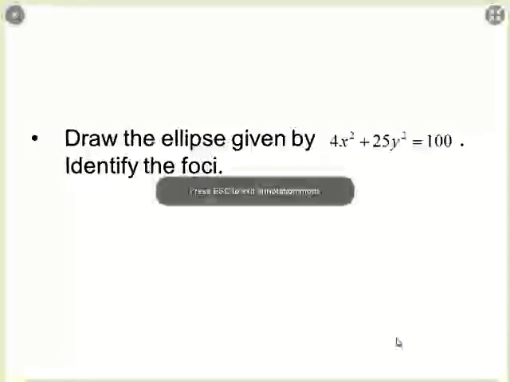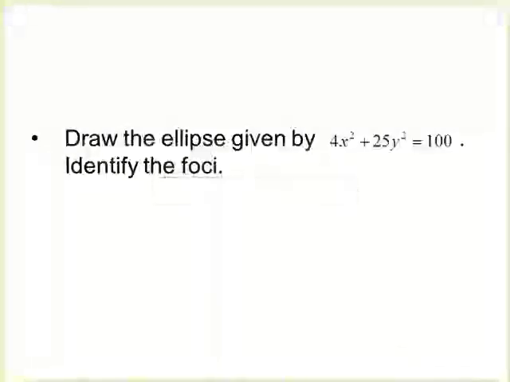All right, so for our second example, the first thing we need to do is get it into standard form. How do I do that? Divide by 100. So I get x squared over 25 plus y squared over 4 equals 1.